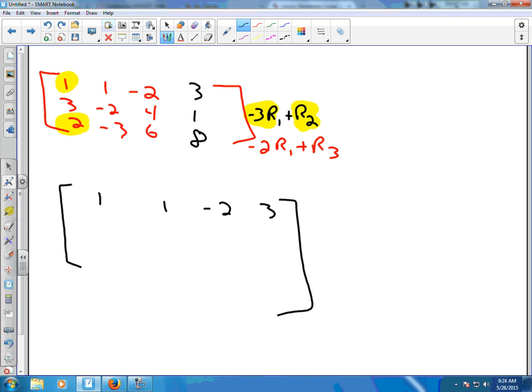So negative 3 times 1 plus 3 is 0. Negative 3 times 1 plus negative 2. Negative 3 times negative 2 plus 4. Negative 3 times 3 plus 1. So negative 3 times the first row plus the second row.